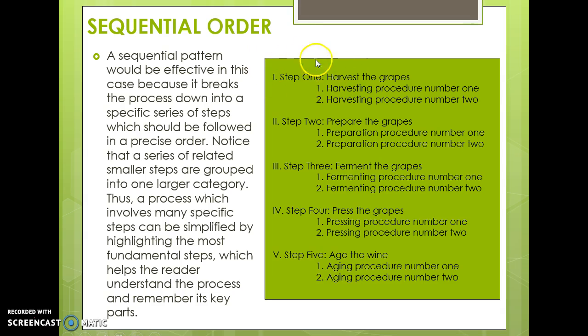So if we're talking about making wine, you have step 1, harvest the grapes. Points 1 and 2, harvesting procedure number 1, harvesting procedure number 2, would follow under step 1. When you've completed all of this process, you move on to step 2, where you prepare the grapes. You follow the procedure for the preparation. You move on to step 3, ferment the grapes. You follow the fermenting procedures. And then you move on to step 4, where you press the grapes and you follow the pressing procedures. Lastly, you move on to step 5, where you age the wine and you would follow the aging procedures. So you would follow it in a certain sequence or in a particular order.